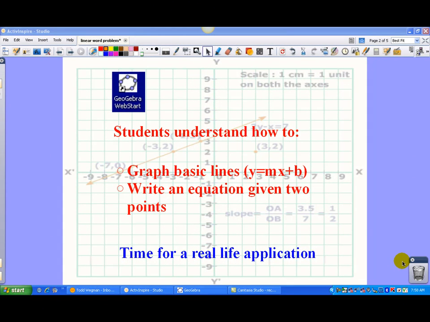For this example, I'm going to assume that students would already understand how to graph a line. They understand y equals mx plus b. They understand slope. They also understand how to write an equation given 2 points. So what I would like to show in this example is a real-life application.